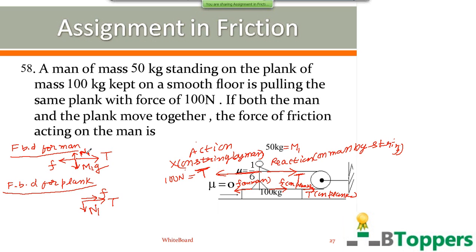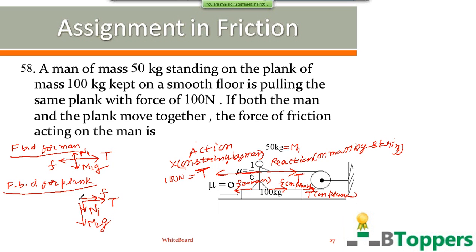If N1 is the magnitude of the normal reaction force on the man by the plank, then the magnitude of the normal force on the plank by the man is also equal to N1. But the force on the plank should be shown in the free body diagram for the plank. The force on the man should be shown in the free body diagram for the man. So the weight M2G of the plank acts downwards. Here M2 is the mass of the plank, which is given as 100 kg.